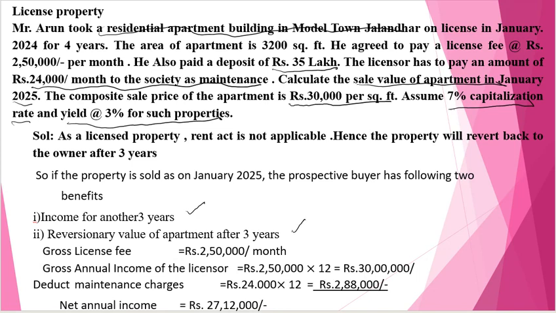So, gross license fees is 2,50,000 per month. So, gross annual income of the licensor will be 2,50,000 multiplied by 12, rupees 30 lakh. And maintenance charges 24,000 per month for 12 months, 2,88,000. So net income will be 27,12,000.